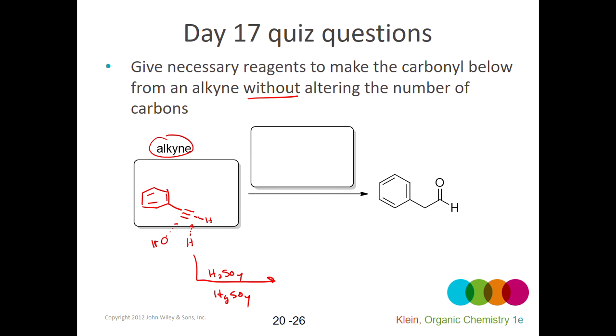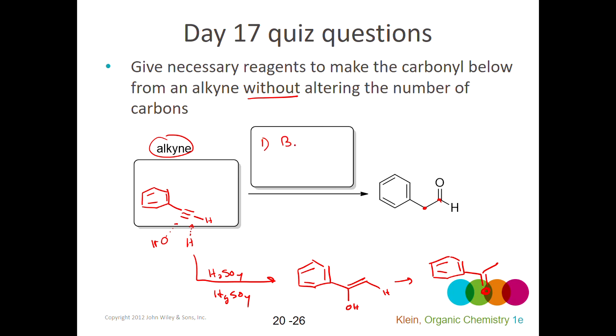Yeah, that would do the hydration Markovnikov style and add across one of the pi bonds an OH and a hydrogen. And then that would rearrange to produce a ketone. If I want the aldehyde, though, obviously I need to add the oxygen not to this carbon, but to this carbon. So I'm not doing a Markovnikov hydration, I'm doing an anti-Markovnikov hydration.